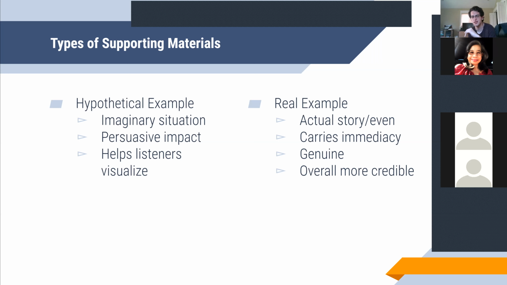Contrast that with the real example. The real example actually happened. The real example, because it's a true story, carries immediacy and impact with the audience. Now there's actually weight to what you're talking about, because this isn't just making up a story to them. This is something that's real and that's here and now and real and affecting the lives of so many different people. The real example helps hammer in what it would actually be like to live inside of that culture.